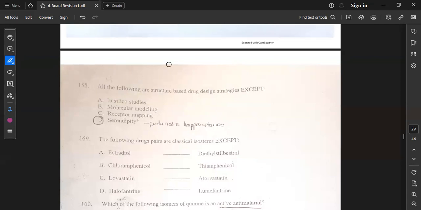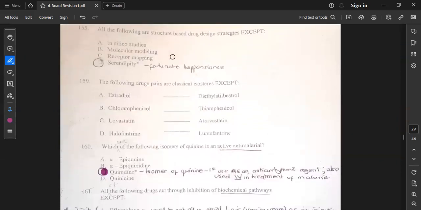Quinine is the 8S,9R, and then quinidine is the 8R,9S. But then for cinchonine, it's going to be like quinidine, 8R,9S, and then cinchonidine will be like quinine, 8S,9R.